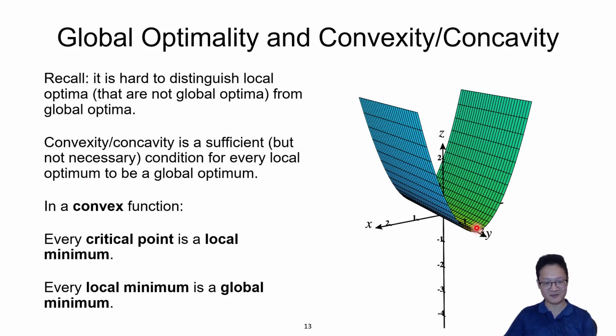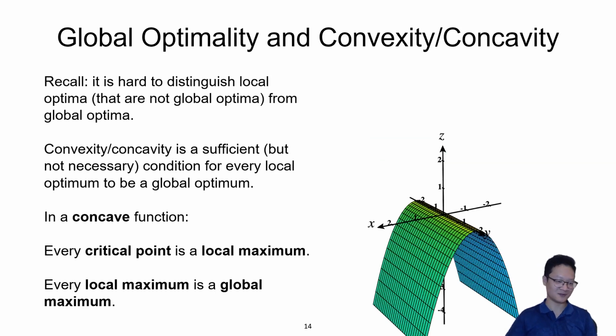every local minimum would also be a global minimum. This is only true for convex functions. Actually, even better, if a function is convex, then every critical point is a local minimum. And because a local minimum means a global minimum, every critical point is actually a global minimum. So you don't even need the second derivative test for convex functions.